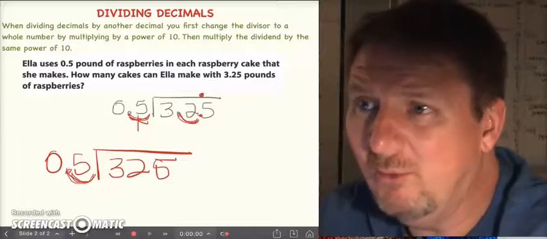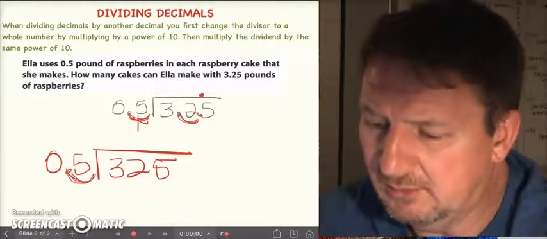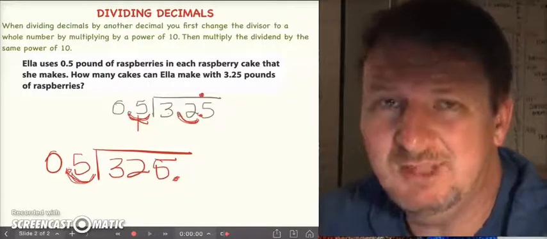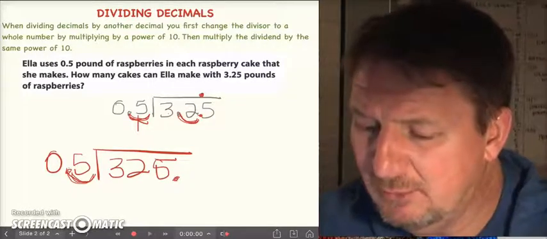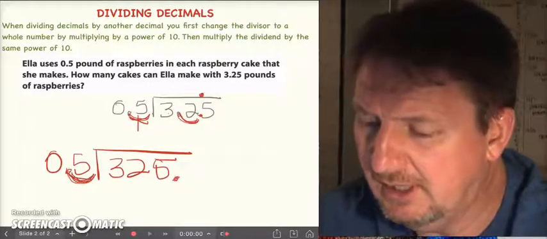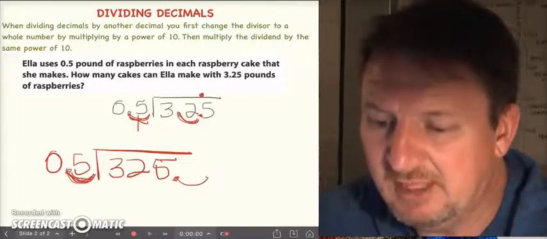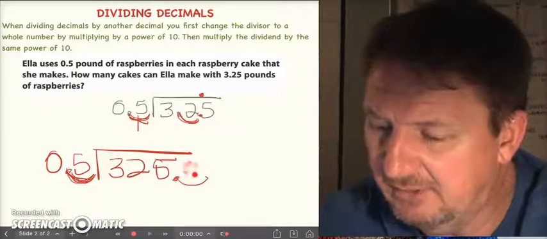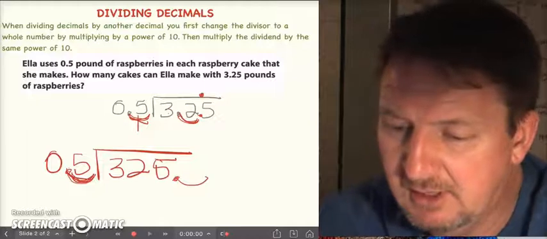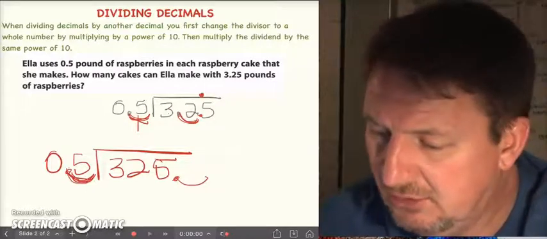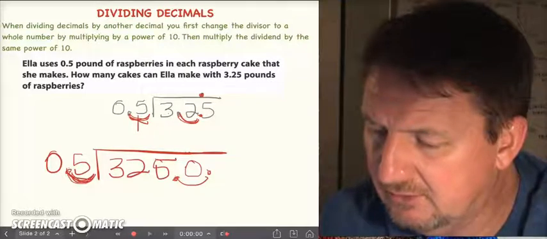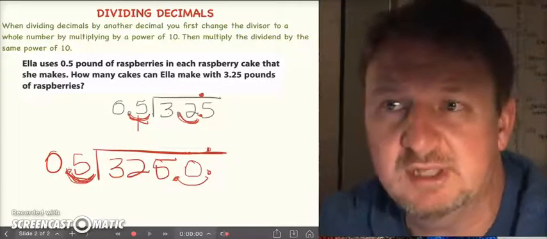So I have a whole number. Where's my decimal in a whole number? Well, my decimal's right there, but I still have to move it. So if I moved it one place over here, then I have to move it one place here. Then I'm left with this blank spot right here. So what you do is you add a 0, and then extend your division bracket, and then your decimal goes right there at the top.